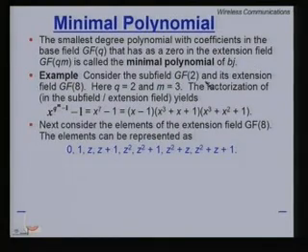Let us consider an example. Consider the subfield GF(2) and its extension field GF(8). Here clearly q is equal to 2 and the integer m is equal to 3, hence you have q raised to the power m, which is 2 raised to the power 3, that is 8. The factorization in the subfield yields x raised to the power 7 minus 1. 7 is the primitive block length. It is nothing but (x minus 1)(x cube plus x plus 1)(x cube plus x square plus 1).